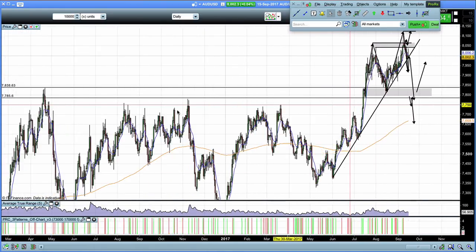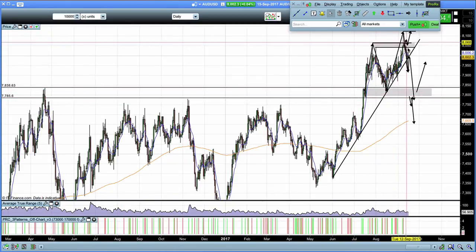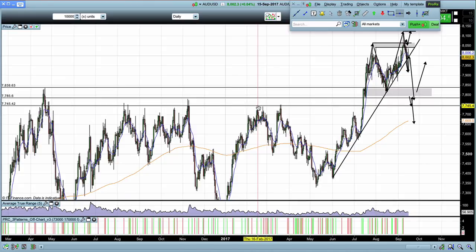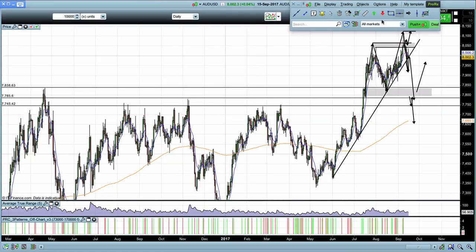Now we do have key support here, but if we are breaking down below this level, after rejecting up here and after breaking the sloping support line, it's likely we would then see a stronger movement down, at least towards the 7750 areas, and likely down toward around about 7700 at a minimum.